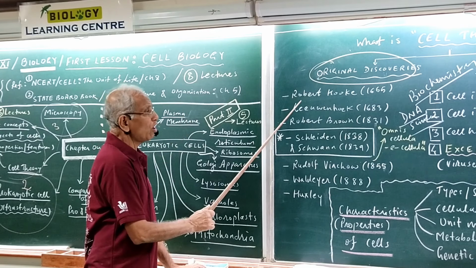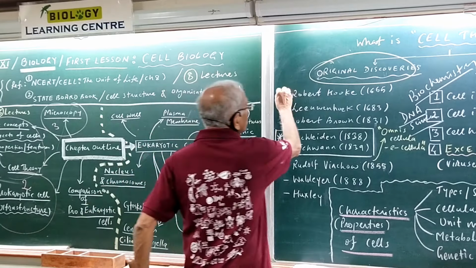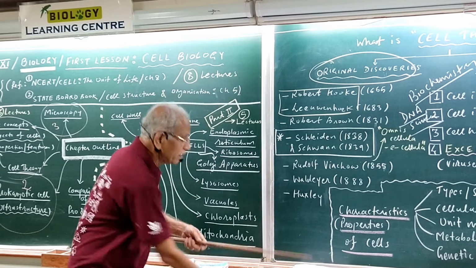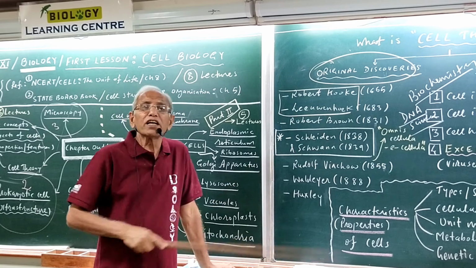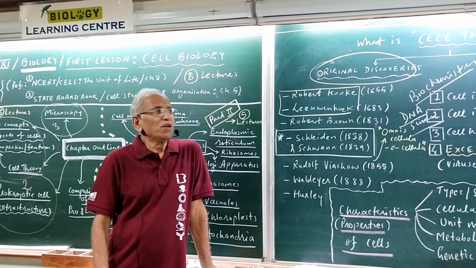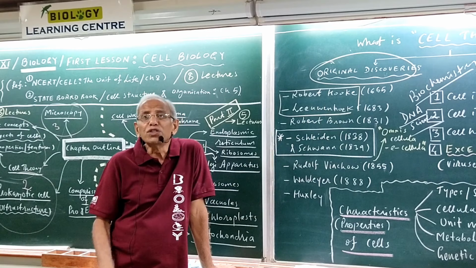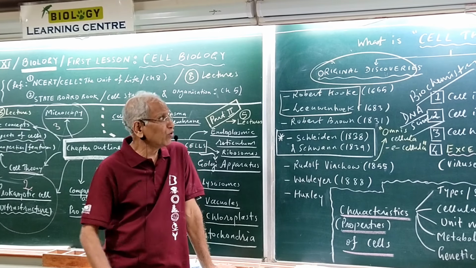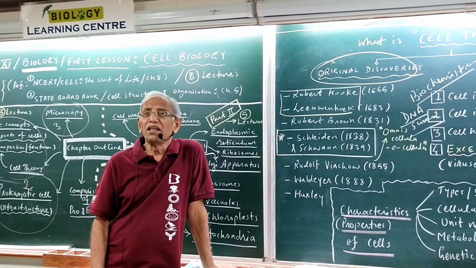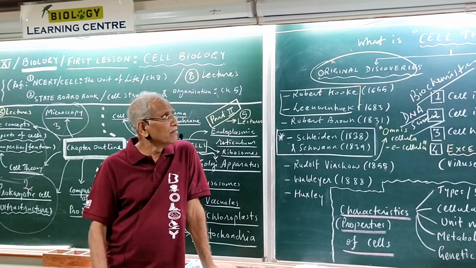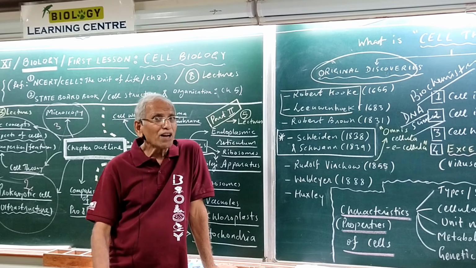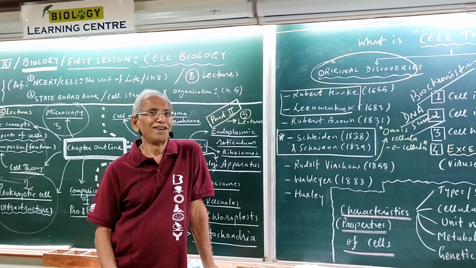And a wonderful thing, Robert Hooke and Leeuwenhoek, both of them were in a different field. Robert Hooke was a great physics person. You know, Robert Hooke and Newton were contemporaries. That means their times were the same, and actually they interacted with each other. Their research was shared. And Robert Hooke was not a biologist, he was a physics person.